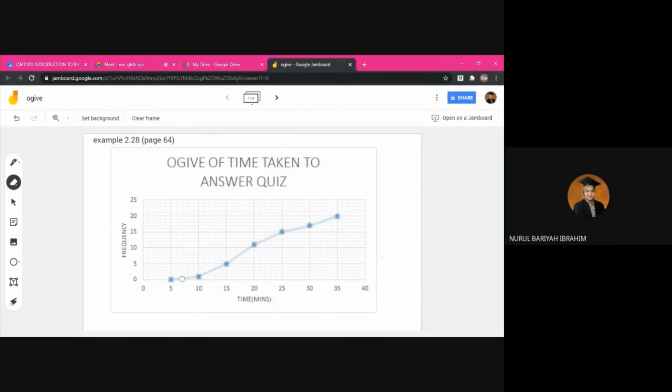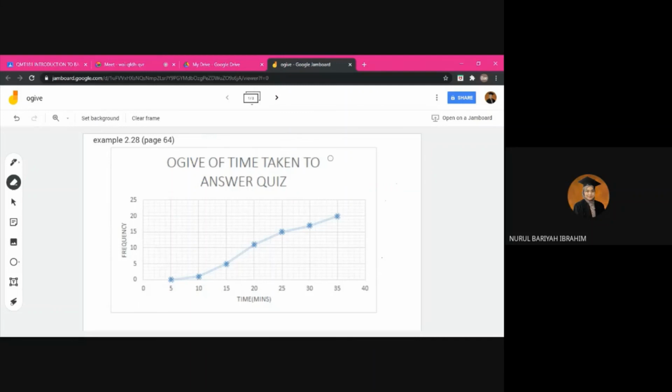Okay, so we will have here will be the ini 5 ni adalah lower boundary for the first classes. Okay, and then yang lain-lainnya adalah 5, 15, 20 ni adalah upper boundary for each classes. Okay, and then frequency here actually adalah cumulative frequency. Okay, so how to find the Q1 and Q3 using the ogive?